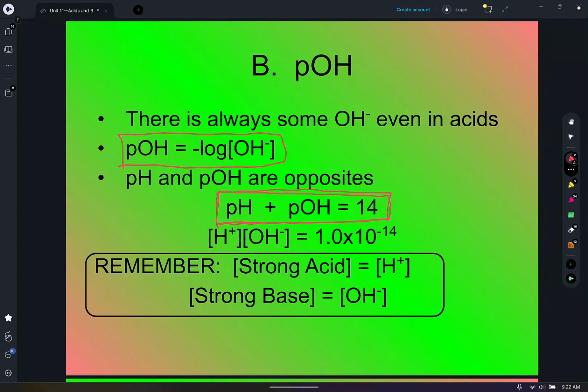Now, what you need to remember are these two facts. Anytime we talk about strong acid, we're talking about H plus, and anytime we talk about strong bases, we're talking about OH minus. So strong acids are things like HCl, HNO3, H2SO4, etc. Those that were on the previous video. And strong bases, we're talking about things like sodium hydroxide. Okay, so you're going to see the OH here and the H there.